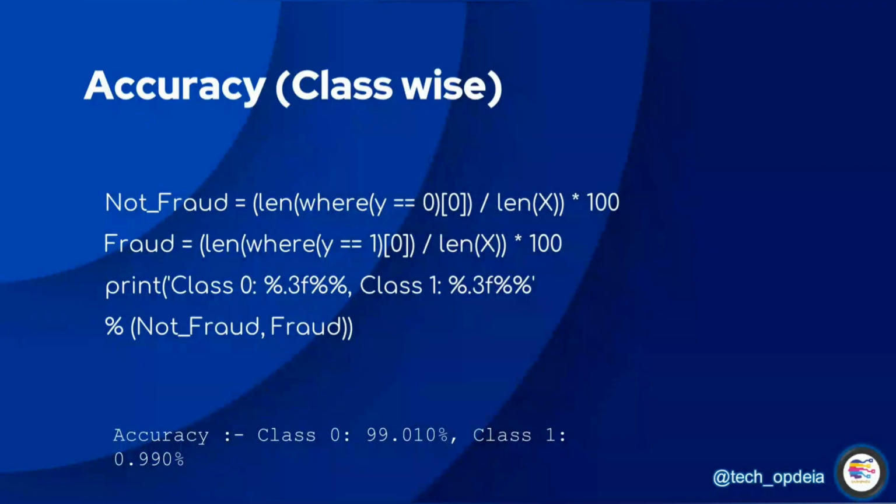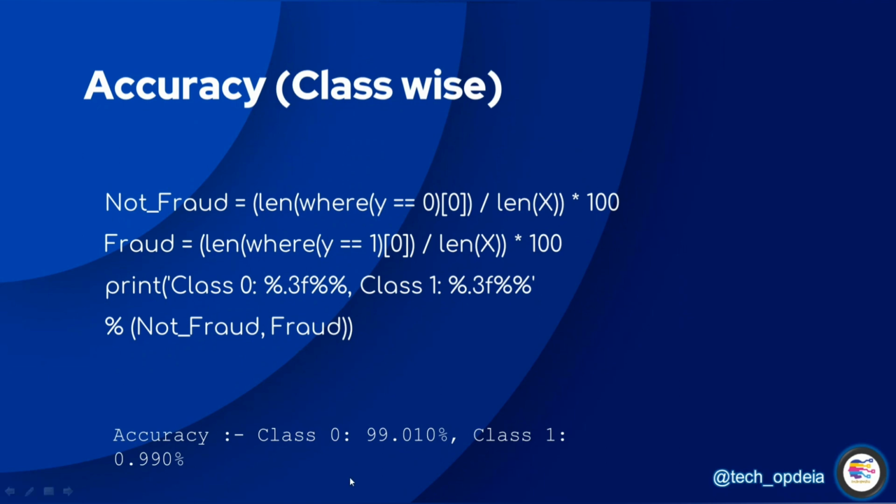You can see the accuracy of our model class-wise also. Here you can see not fraud equals the length where y equals 0. Here y equals 0 is the categorical variable in our classification model, where y equals 0 means not fraud, and y equals 1 means fraud. So length divided by the total number of values times 100 will give the percentage of our accuracy class-wise.